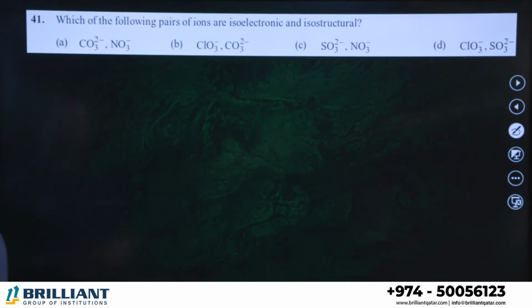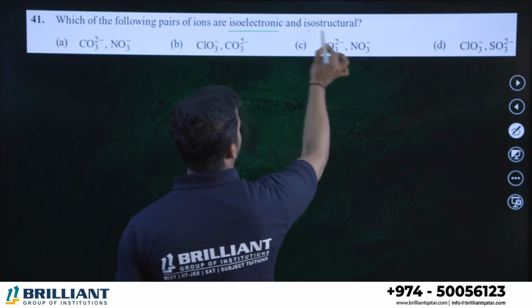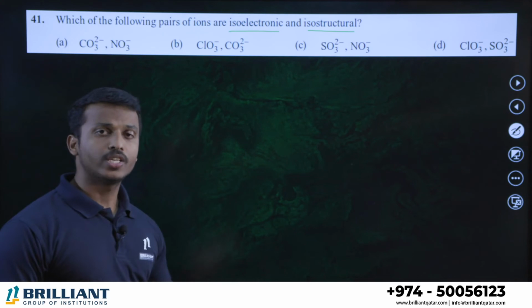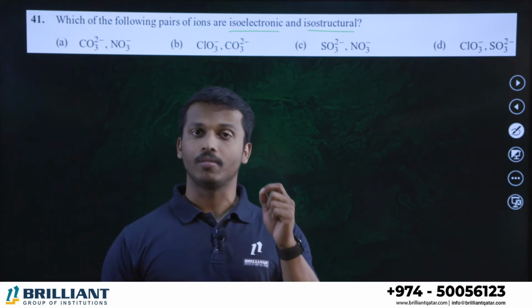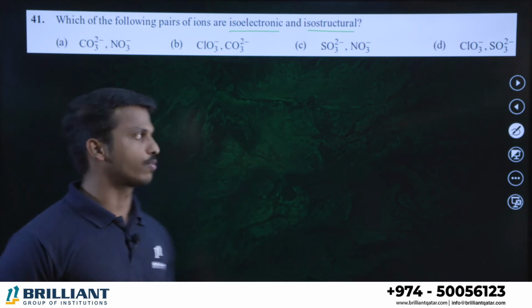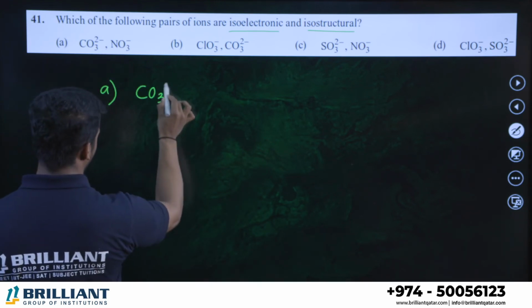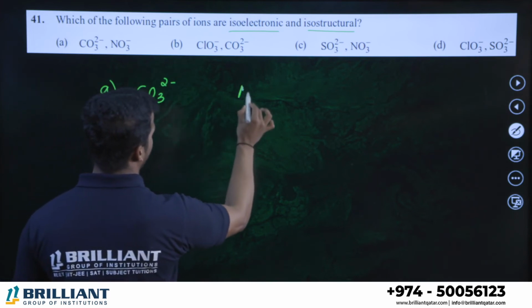Question number 41. Which of the following pair of ions are isoelectronic and isostructural? Isoelectronic means they have the same number of electrons. Isostructural means same structure. Let's find out. Option A, CO3 2-, carbonate ion. Option B is given, nitrate ion.